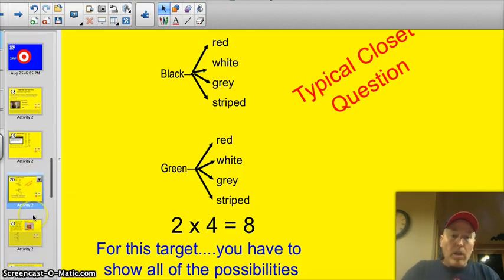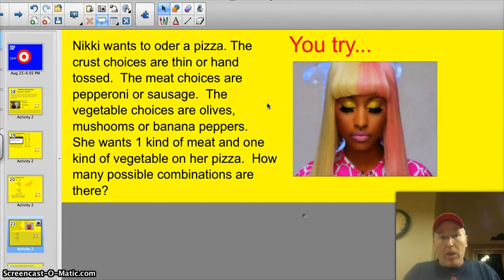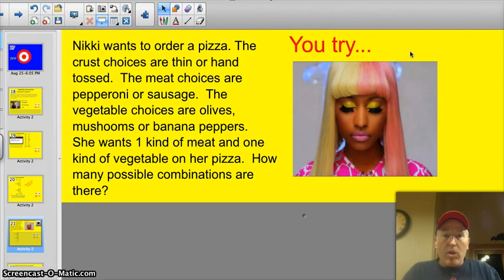All right, well, I'm going to give you a shot with that type of question right away. And this is the classic pizza question. Nikki wants to order a pizza. Ooh, it says order. Nice. Nikki wants to order a pizza. The crust choices are thin or hand-tossed. The meat choices are pepperoni or sausage. The vegetable choices are olives, mushrooms, or banana peppers. She wants one kind of meat and one kind of vegetable on her pizza. How many possible combinations are there?